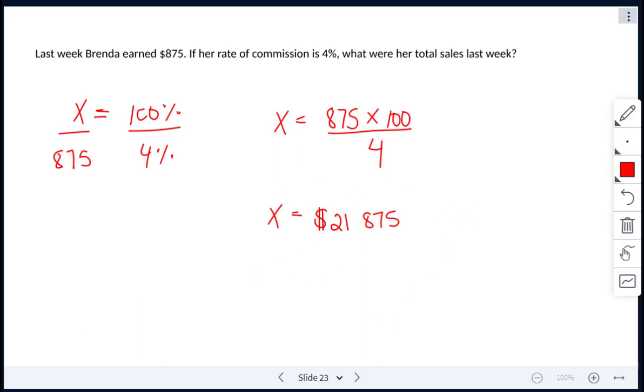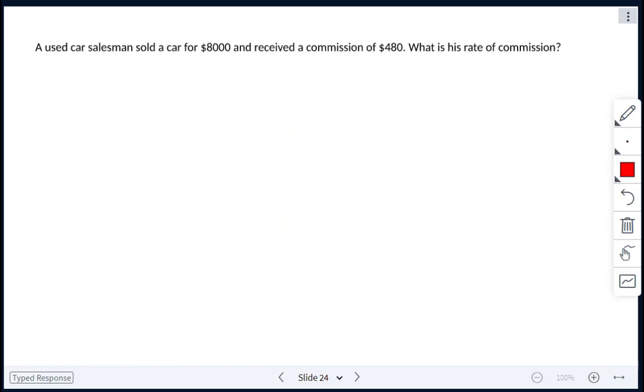All right, so she must have sold something like a car or something for her total sales to be that much. So next example, a used car salesman sold a car for $8,000 and received a commission of $480. What is his rate of commission? So this time we have to figure out his percentage, like the percentage commission.